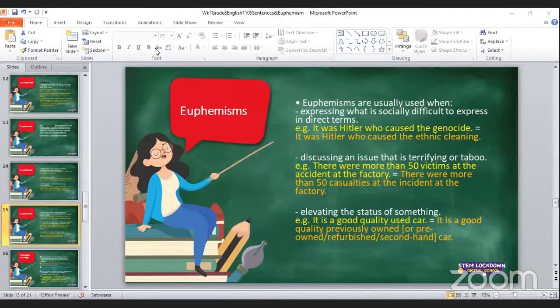So we are still on euphemism. Like I said, we use euphemisms to express what is socially difficult to express in direct terms.